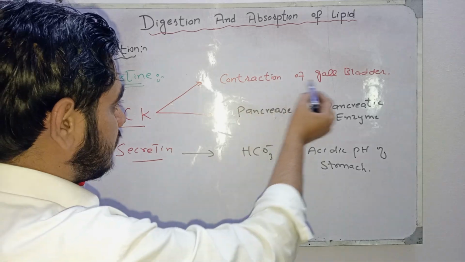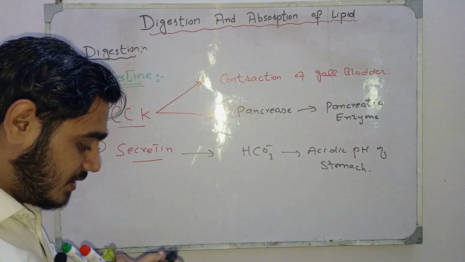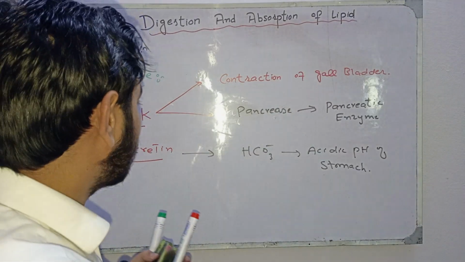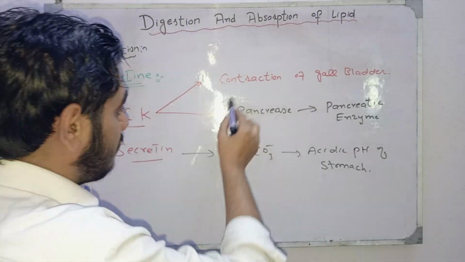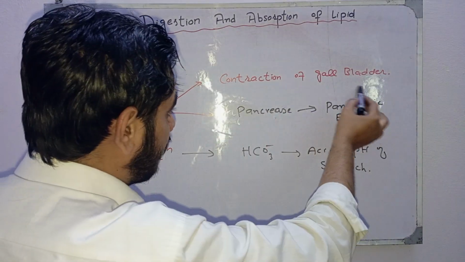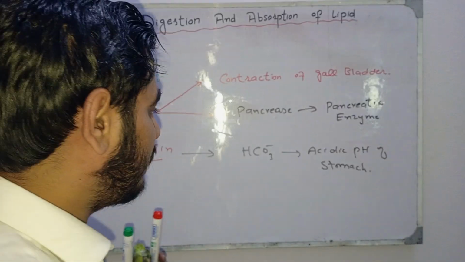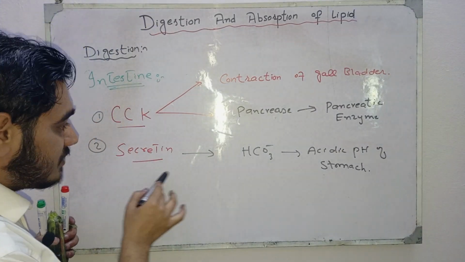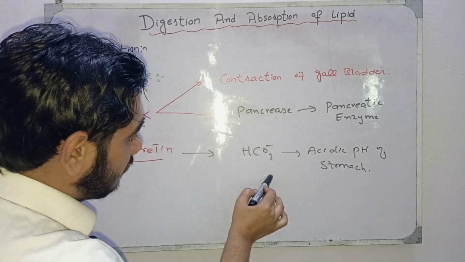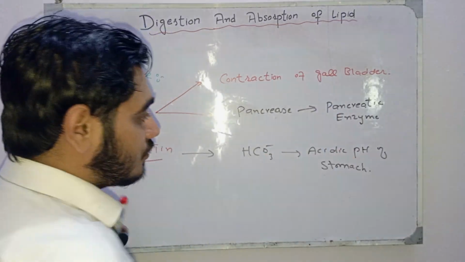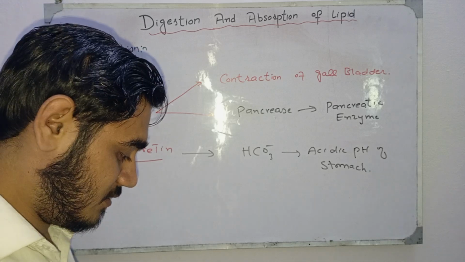Cholecystokinin is responsible for the contraction of the gallbladder and release of bile, and it acts on the pancreas and is responsible for the release of pancreatic enzymes: cholesterol esterase, phospholipase, and lipoprotein lipase. Secretin is responsible for the release of bicarbonate ions, and hence it neutralizes the acidic pH of the stomach.